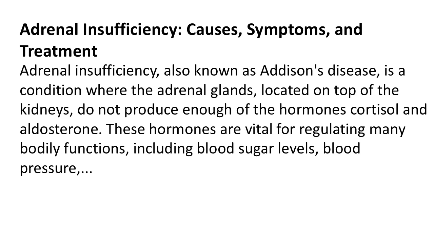Adrenal insufficiency causes, symptoms, and treatment. Adrenal insufficiency, also known as Addison's disease, is a condition where the adrenal glands, located on top of the kidneys, do not produce enough of the hormones cortisol and aldosterone. These hormones are vital for regulating many bodily functions, including blood sugar levels and blood pressure.